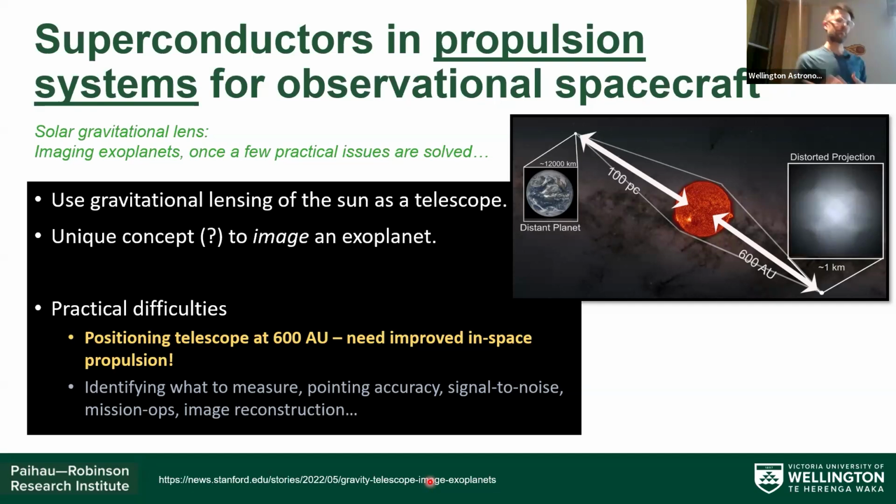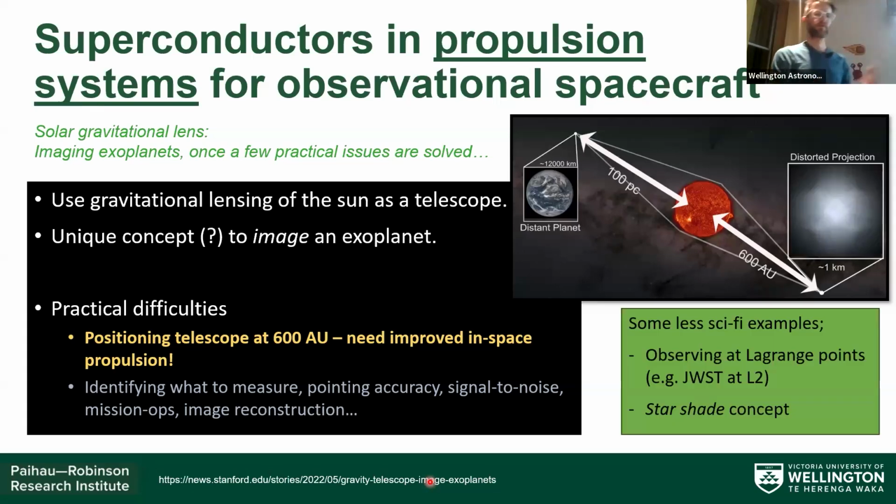And one of the many difficulties is that you actually need to position your telescope at 600 AU out from the sun. But generally, you need very good in-space propulsion systems to work with concepts like this. Some less sci-fi examples, if you want to observe at the Lagrange point, the JWST, or some other advanced concepts where the positioning of your satellite, your observing telescope or your satellite is important.